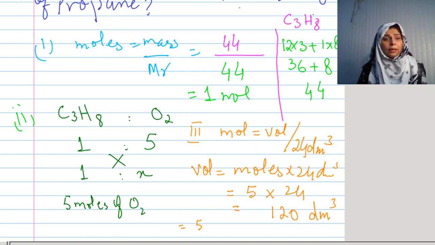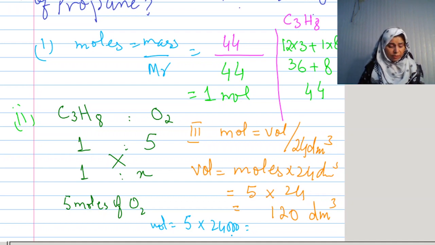If you want to convert this value to centimeter cube, then we multiply. If we get the value in centimeter cube, the volume is 5 multiplied by 24,000 centimeter cube, and we will increase the zeros. How many zeros will we increase? 5 multiplied by 24,000.